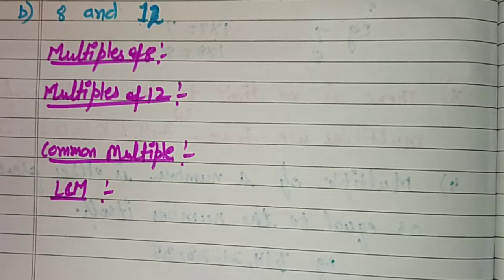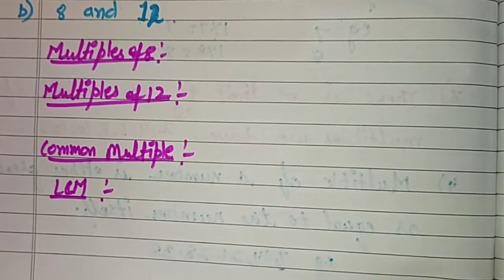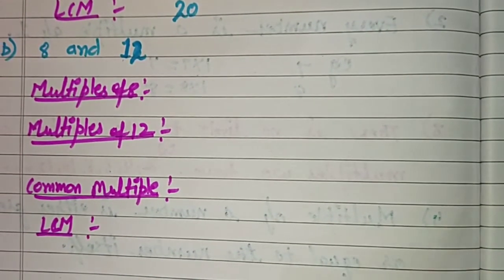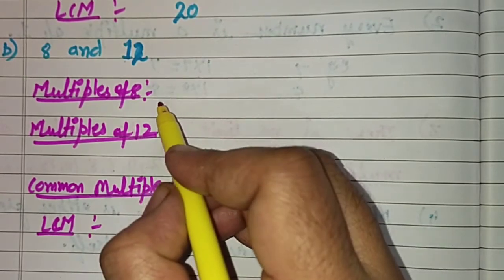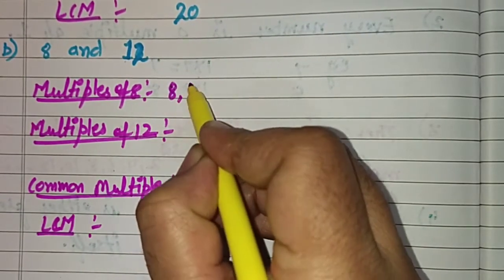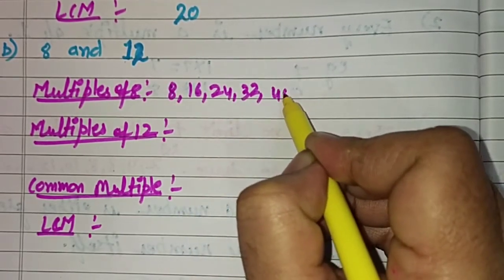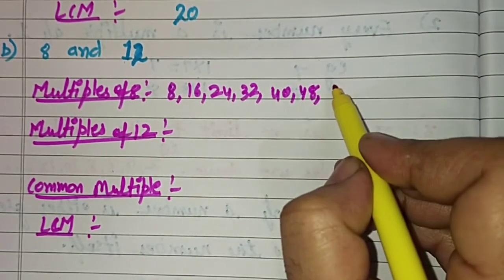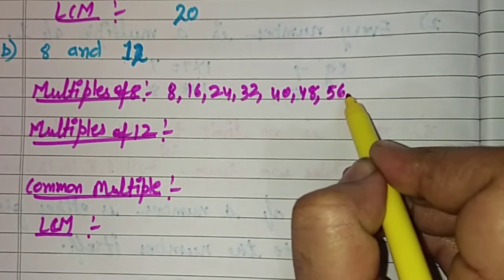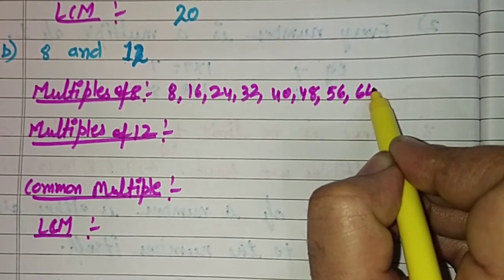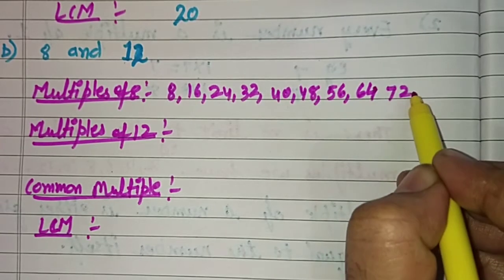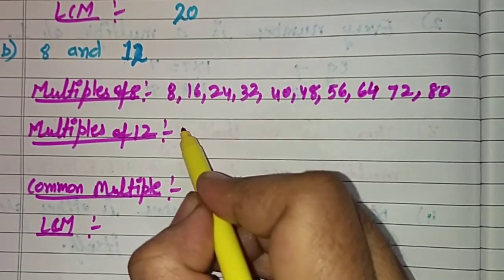Now we are going to do the B part. In this we need to write the multiples of 8 and 12 first. Then find the common multiples, and out of the common multiples we are going to find its LCM. So let's write the multiples of 8. 8, 16, 24, 32, 40, 48, 56, 64, 72, 80.